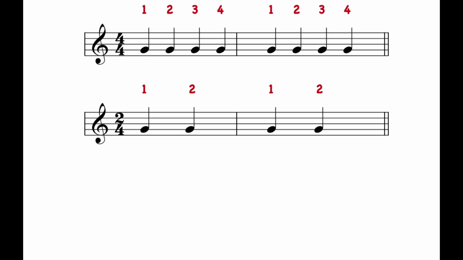Whereas the second line, the 2/4 signature, it's more of a marching feel. So it's 1, 2, 1, 2, 1, 2, 1, 2. Feels like more of a march. So it's changed how we perceive the music.